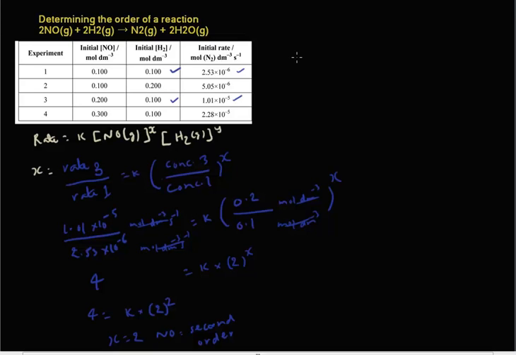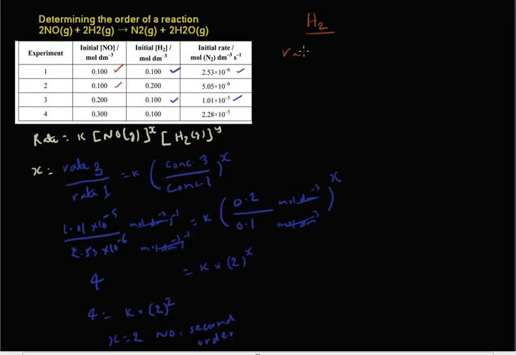Now let's go ahead and do the same for H2. In order to do that, what experiments are we going to choose? To determine the order of H2, the concentration of NO should be kept constant. So let's choose experiments 1 and 2, where the concentration of NO is kept constant. The hydrogen concentration is being doubled from 0.1 to 0.2. So let's determine the order of H2.